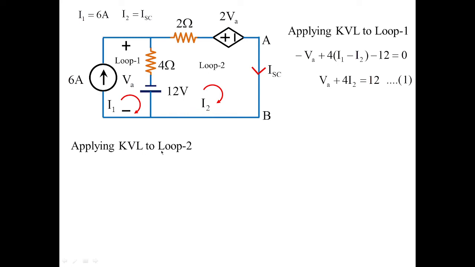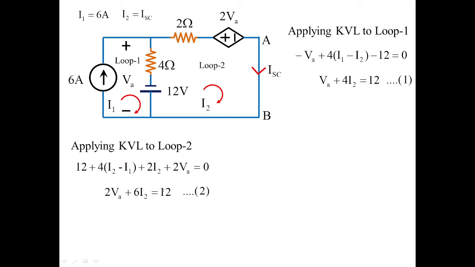Now apply KVL to loop 2. In this loop 2, you're going to get 12 plus 4 into (I2 minus I1) plus 2 I2 plus 2 VA is equal to 0. So we are taking the value of the dependent voltage source as it is given in the problem. This is the second loop equation, which can be reframed in terms of VA and I2. So 2VA plus 6I2 is equal to 12.